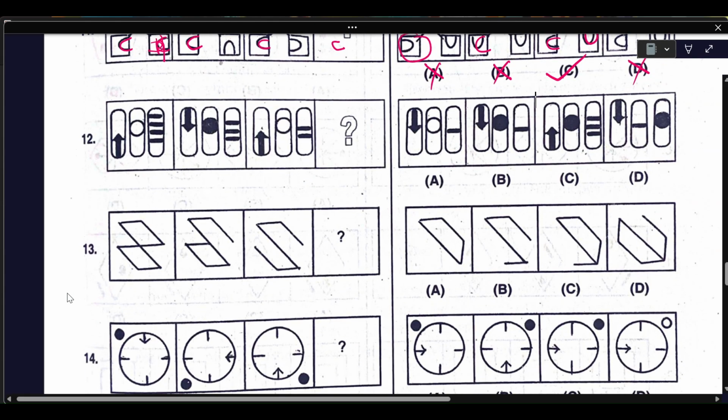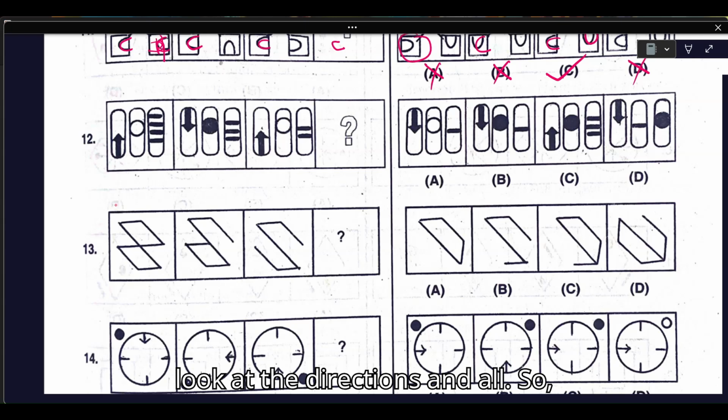And next, look at the directions and all. Okay, so let's look at these lines first. First these are 4, and then became 3, and then it became 2. So obviously the last one will become 1, right? So this 1 is there, 1 is there, this is 3. So eliminate this, and this is not the correct position.